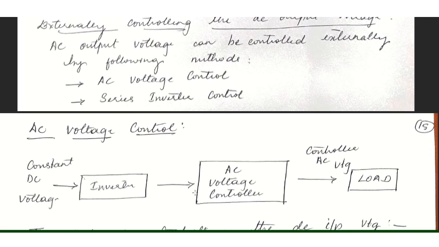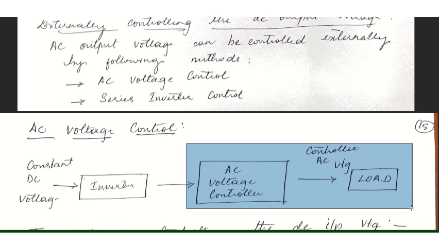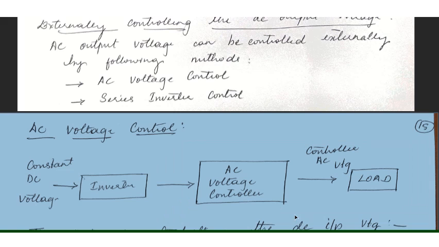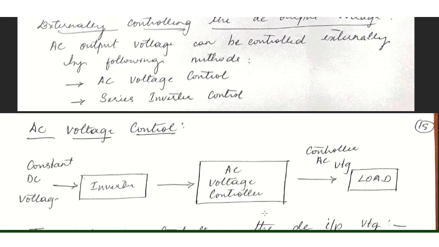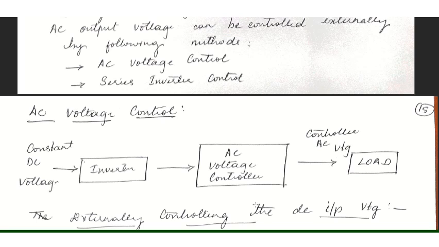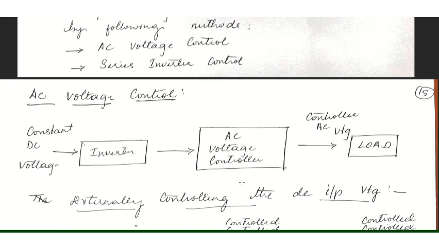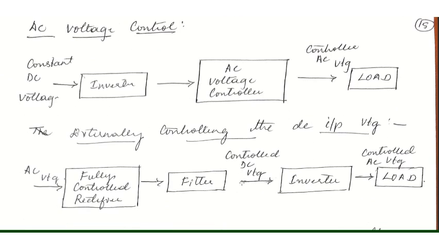As you can see, the output voltage of the inverter is controlled by using another setup or additional circuitry here. The additional circuitry is the AC voltage controller, right? So it's a generalized block diagram as such. Maybe you have to include all the discussions we had in previous sessions, right?